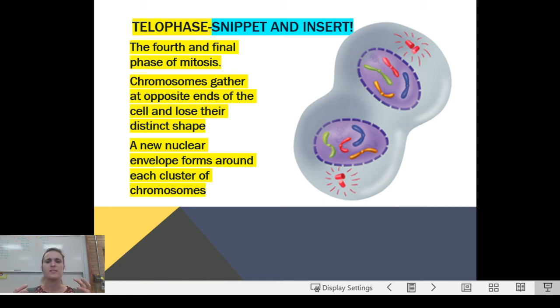Basically the chromosomes are going to get together at either end. So you can see there's one here and one here. And then they lose their distinct shape. They're going to unravel back into chromatin. And then the nuclear envelope comes back, so you start to get the look of 2 cells in telophase. If you were to look at it under a microscope and saw a cell that looked like 2 stuck together, that's showing you telophase. You get your own separate nuclear envelope and your own separate chromosomes on both sides, and you're going to get that all set up back together.